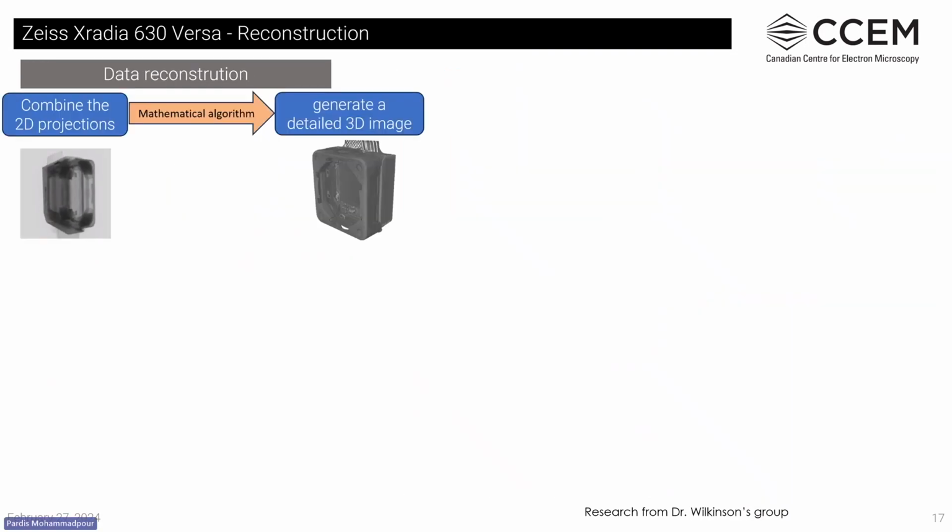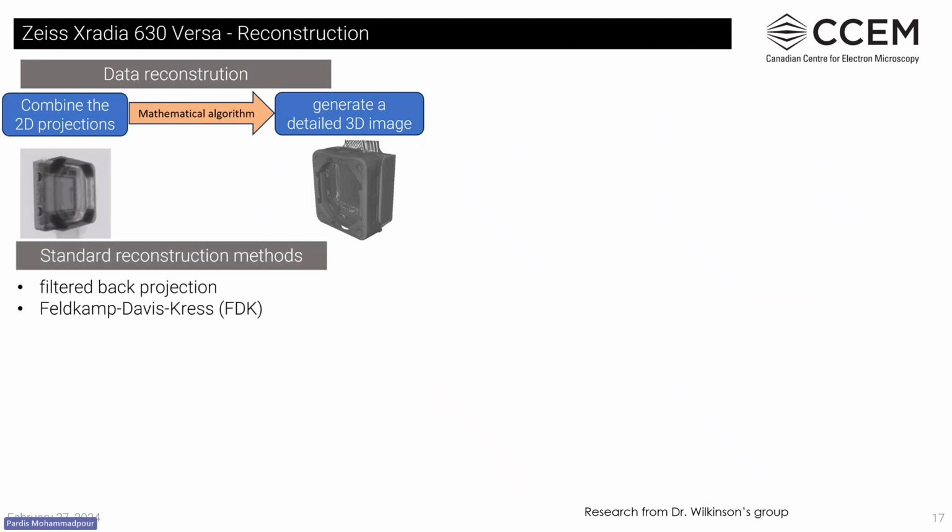After data acquisition, we need to reconstruct the data. The data reconstruction involves combining the 2D projections using mathematical algorithms and generating a detailed 3D image of the object. The most common reconstruction methods are filtered back projection and FDK.